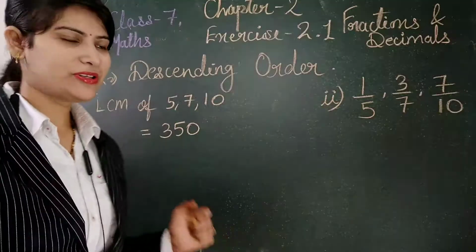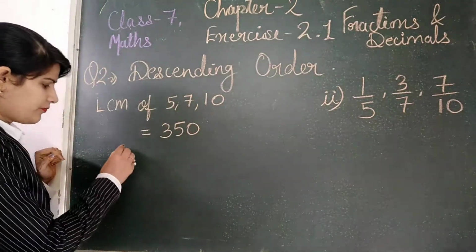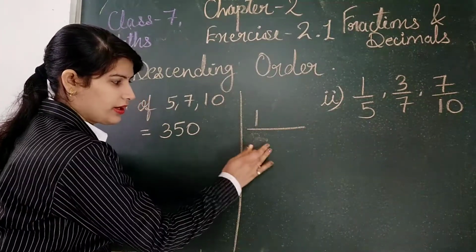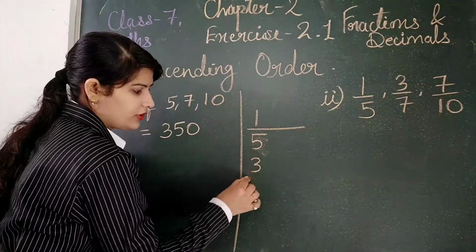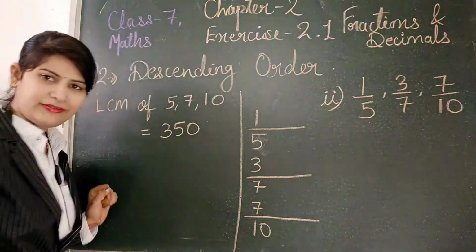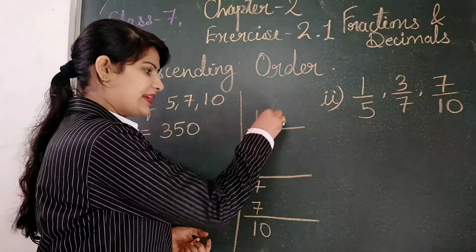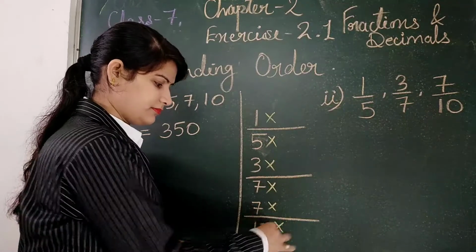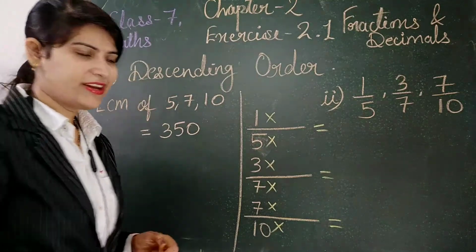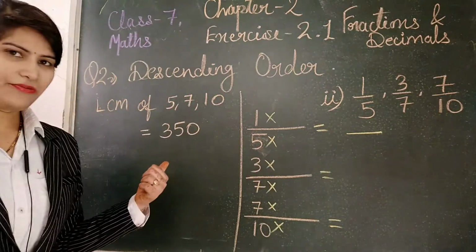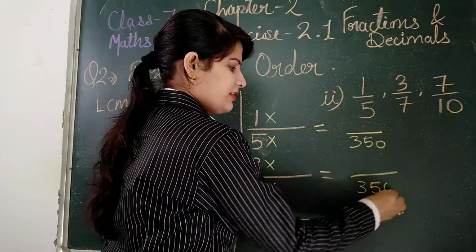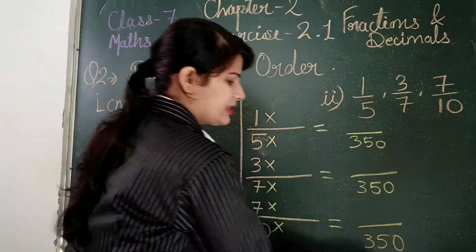Same concept. Remember? I am writing here 1 upon 3, sorry, 1 upon 5. Then 3 upon 7. And then 7 upon 10. Now what is our next step? Multiplication, like this. Now equal sign. Write in the denominator. What is our LCM? 350. So write 350 in the denominator, the LCM.